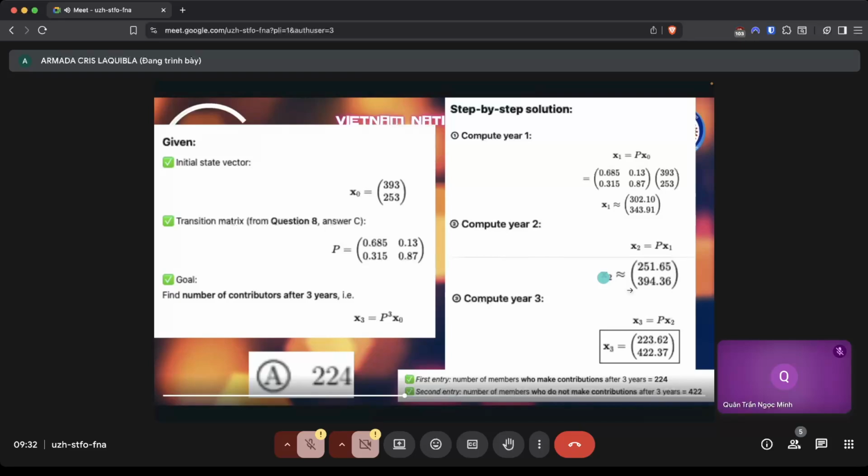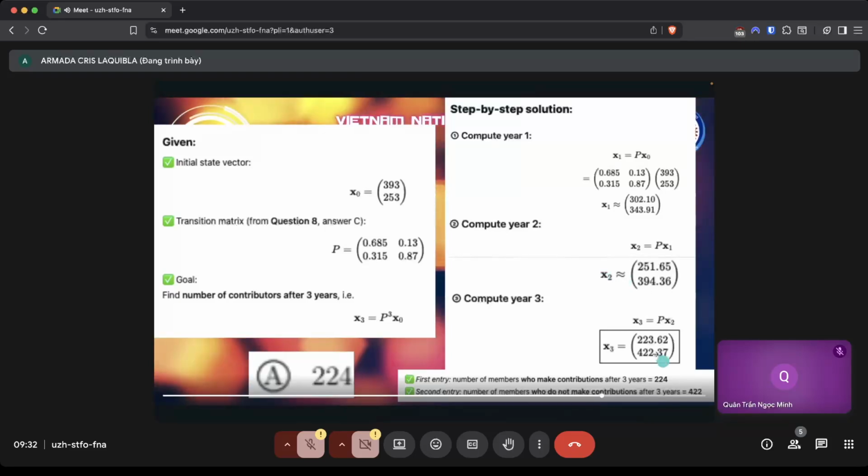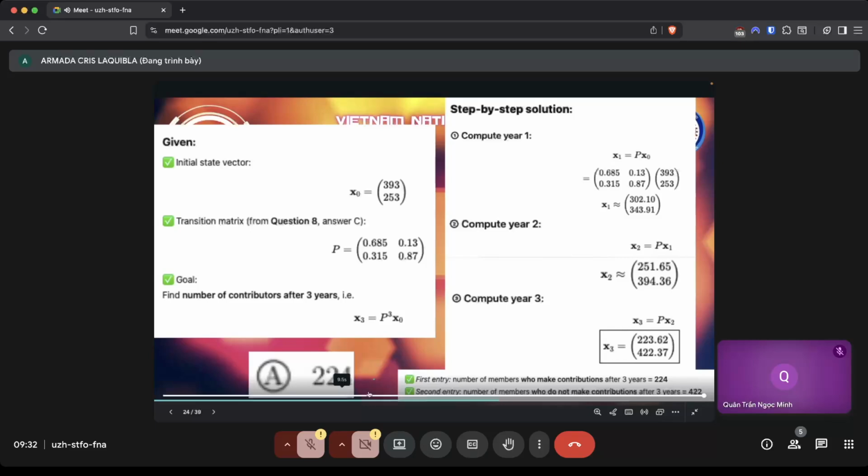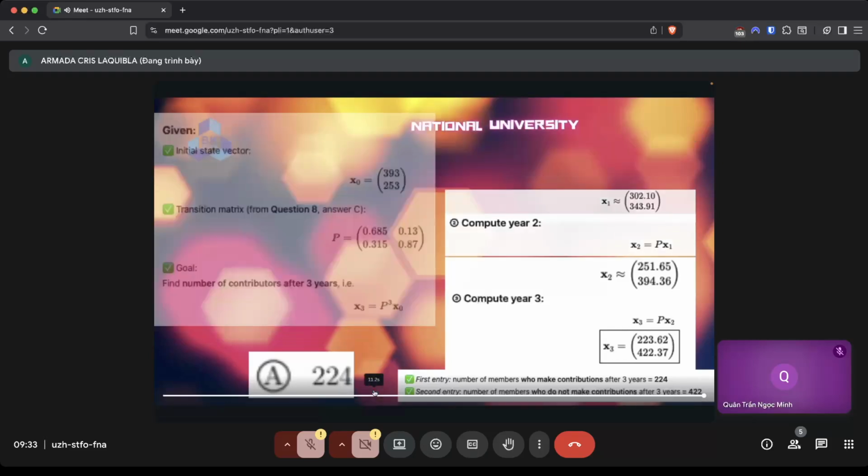Here in your X3, you don't need the second value anymore. So when you multiply the P with the X2, you multiply the first row with your X2, and that is 223.62. It says we have to round it off to the nearest integer, so 224 is the answer, and that is letter A. Next question.